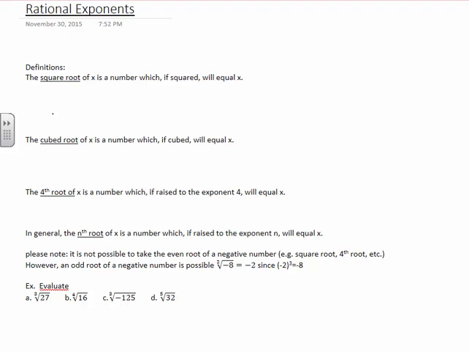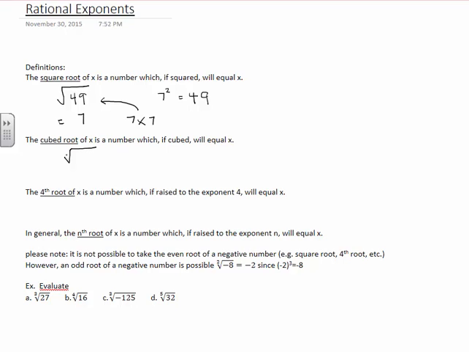The square root of x is a number which, if it's squared, will equal x. So for example, the square root of 49 is equal to 7 because 7 squared equals 49. So that's just sort of the opposite. A square root just means that a number multiplied by itself is equal to the number under the square root sign. So a cubed root is very similar.